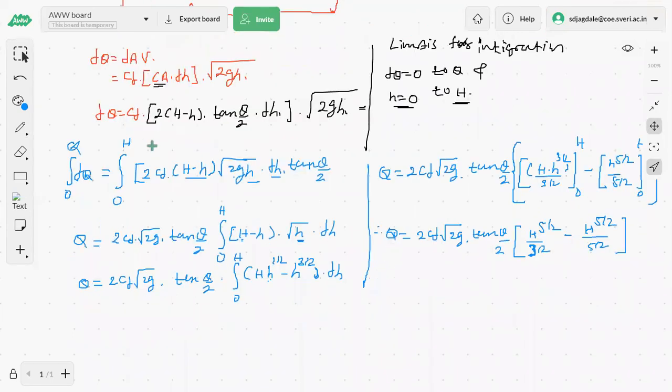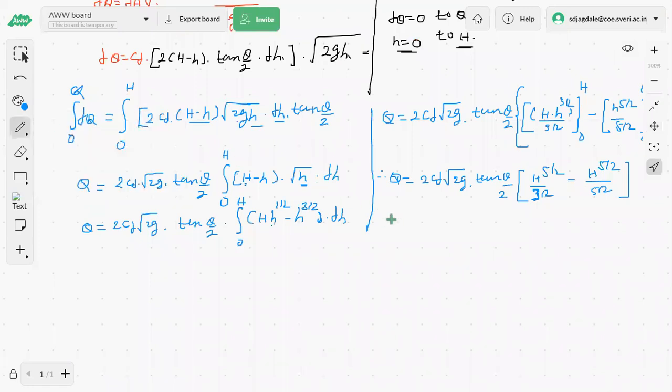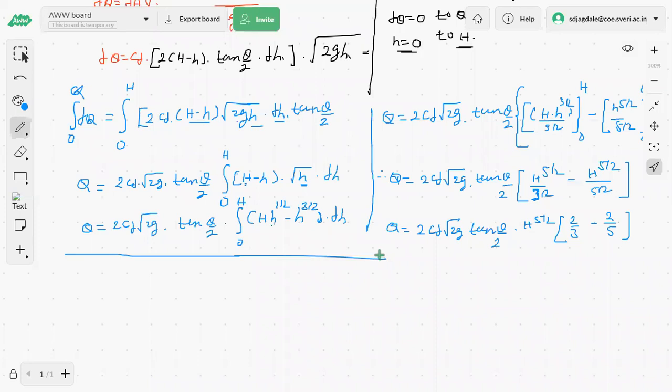so it becomes Q is equal to 2 times CD under root 2g tan theta by 2 into h raised to 5 by 2. Let us take common in the first term, h raised to 5 by 2 in bracket. 3 by 2 means this will be 2 by 3, minus 5 by 2 means what will it be? This will be 2 by 5. Is it correct now? Is this correct up to this step?